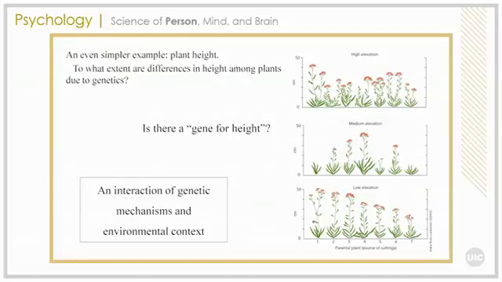In retrospect, one didn't even need human beings. This is going to be from a book by the Harvard biologist Richard Lewontin showing plant heights. Here's a simple question that you wouldn't expect to see in a psychology class. To what extent are differences in height among plants due to genetics? You might kind of think, but hopefully you won't by the end of this film, that there's a, quote, gene for height, and individual differences in plant height are going to be determined by genetics.